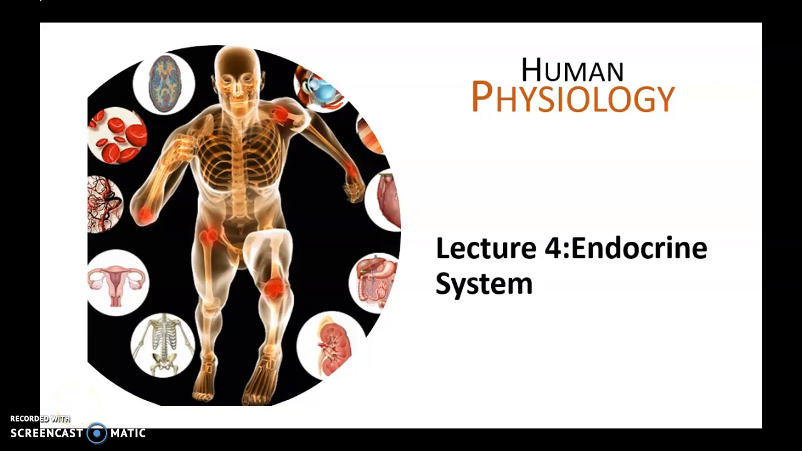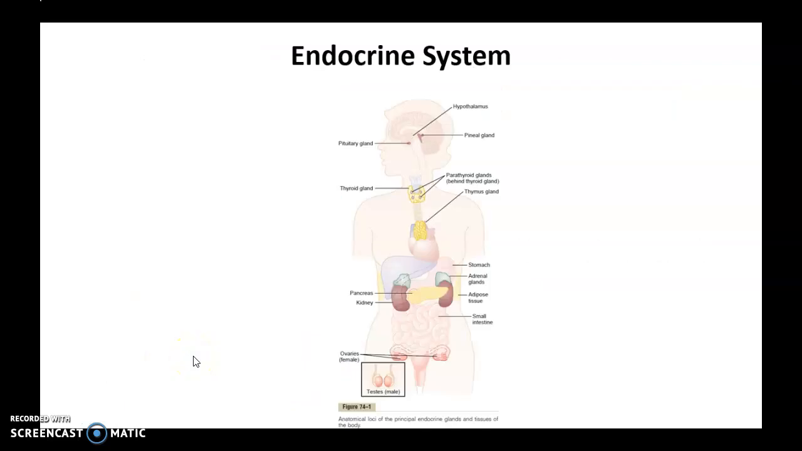Hi class. Today we are going to talk about the endocrine system. And it is weird to think that everything that is shown in this picture is an endocrine gland. Even the adipose tissue, the stomach, even the kidneys. So I'm going to lecture on many of the glands that you see in this picture.